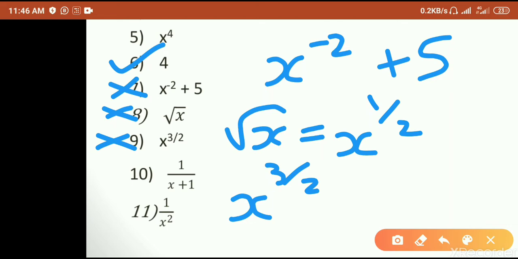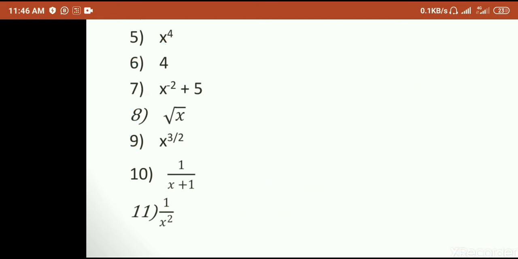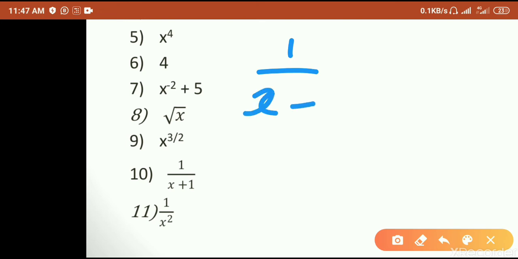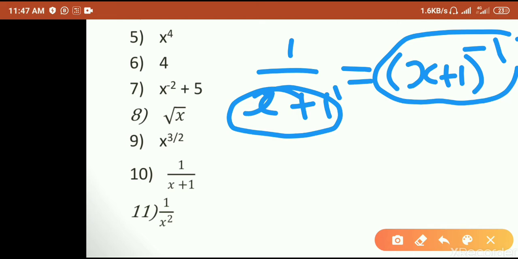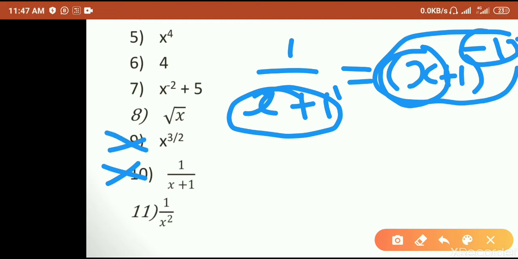Okay, 10th. So now we'll be discussing the 10th one. In the 10th, they mentioned 1 upon x plus 1. Now, as I told you, the denominator will go in the numerator. Whenever your denominator is going in the numerator, your power will be minus. So here the power of x plus 1 was nothing, so it was simply 1. Whenever it goes in the numerator, it will become minus 1. So again, this is not acceptable because your variable is having a negative power. So 10th is also no.